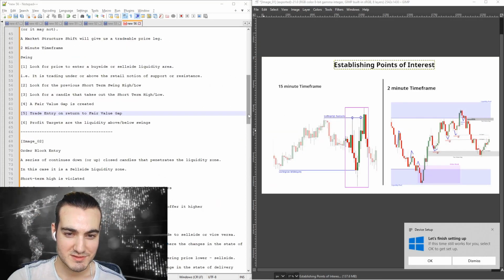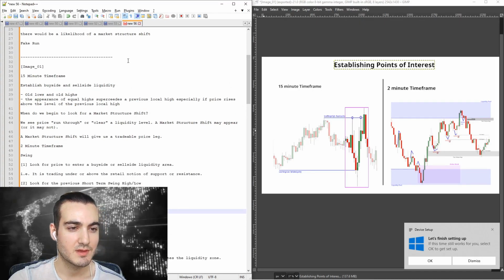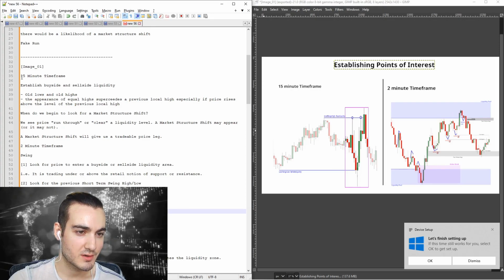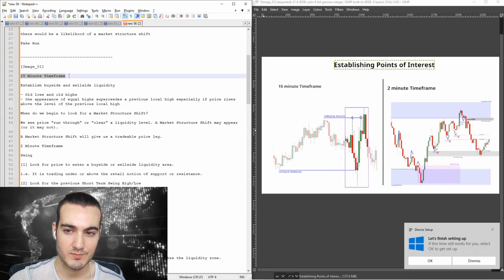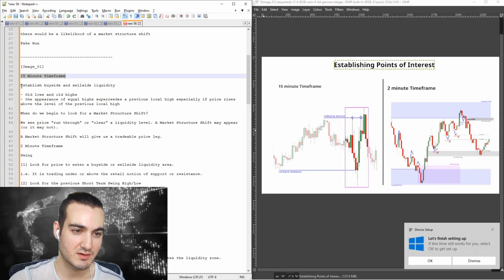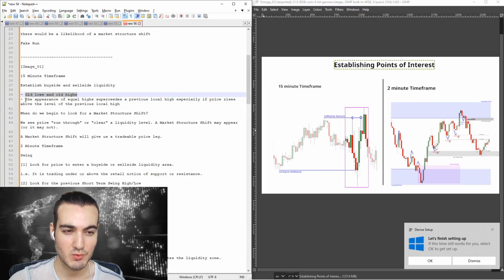All right, let's walk through my notes really quickly. I'm losing my light. So, image 1, 15-minute time frame. We are establishing buy-side and sell-side liquidity. Old lows and old highs.